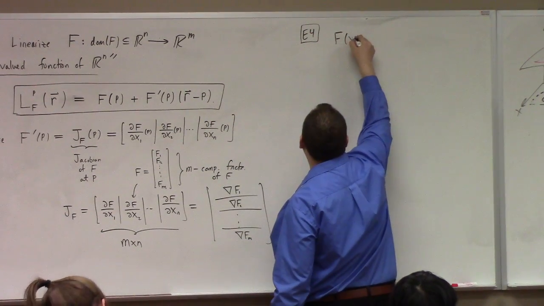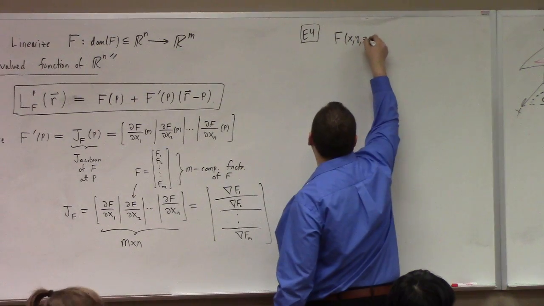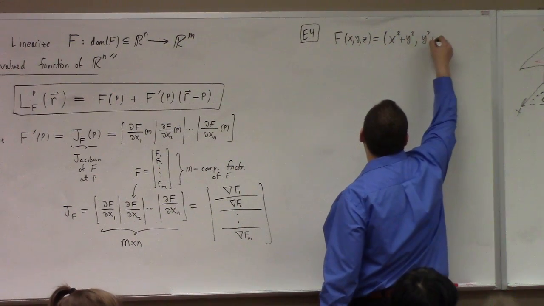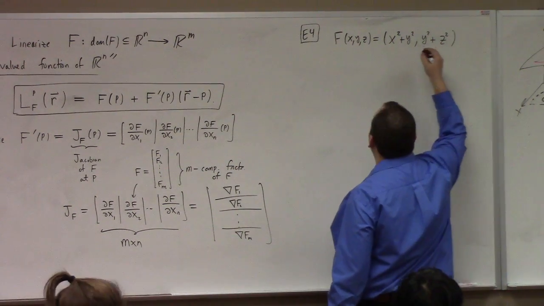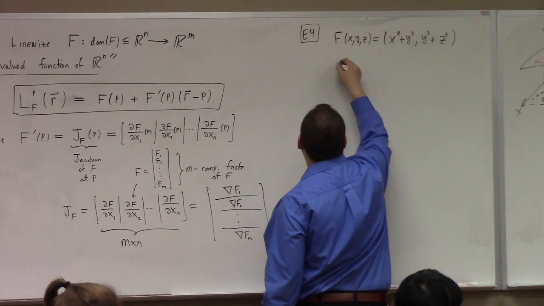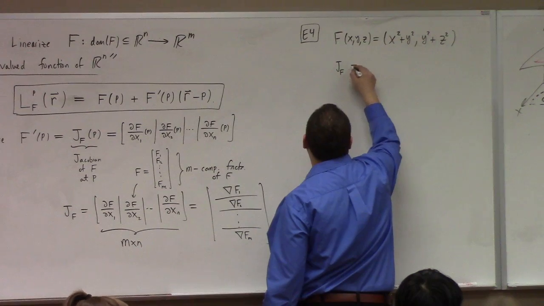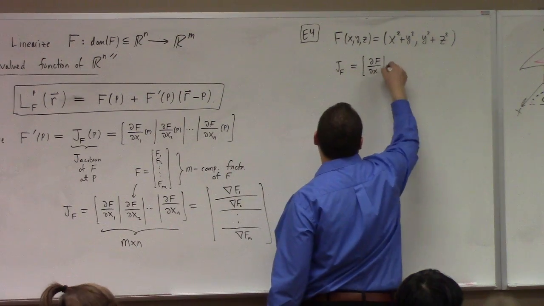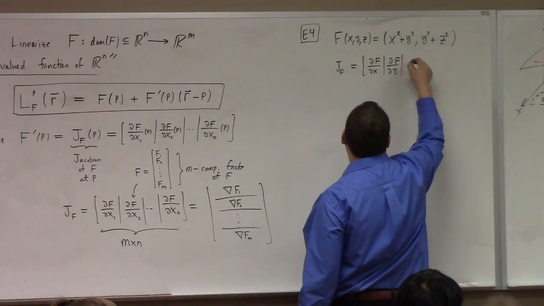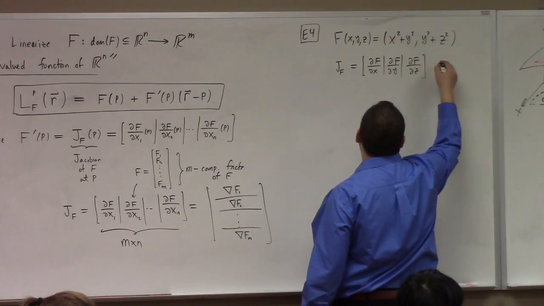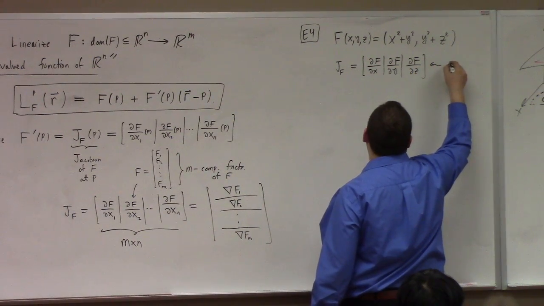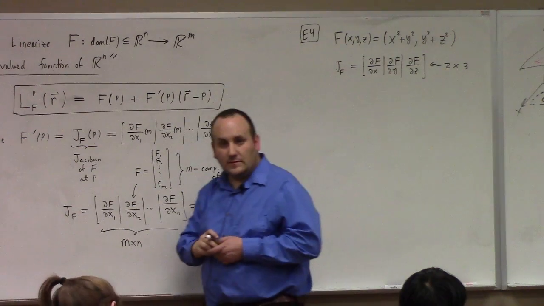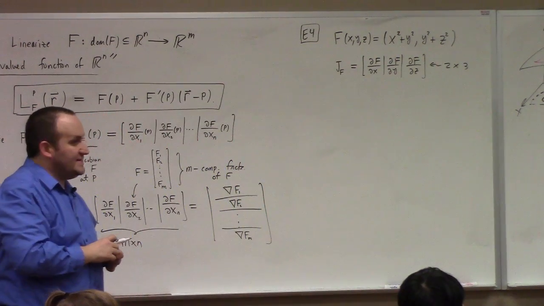So if we have, say, f of x, y, z equal to x squared plus y squared, and then y squared plus z squared, just to keep it simple, let's calculate the Jacobian of f. The Jacobian of f is equal to, what is it? Well, we've got three things: partial f, partial x, partial f, partial y, partial f, partial z. It should be a what? 2 by 3, right? 2 rows, 3 columns. Keep in mind my sneaky notation.